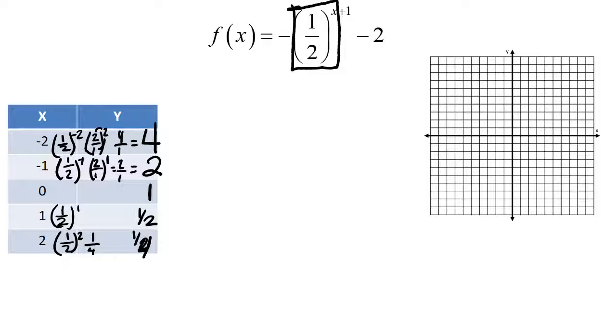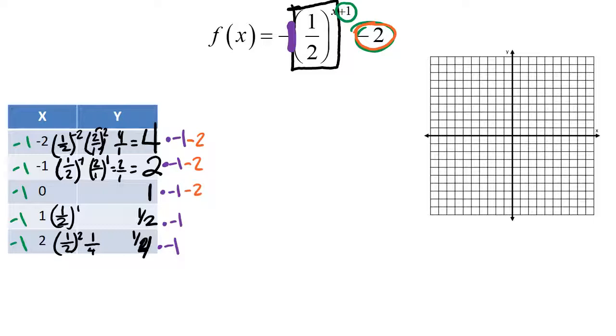Okay, now let's apply our shifts to our table. Let's start off. For this left, I have technically a -1 in there. So with that -1, I'm going to multiply every y value by -1. Next, I have a +1 for my horizontal shift, so I'm going to subtract 1 from every x value. And then I have a -2 for my vertical shift, so I'm going to subtract 2 from every y value.